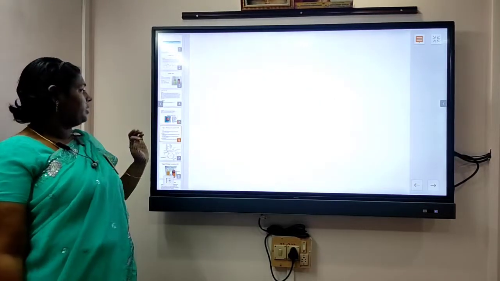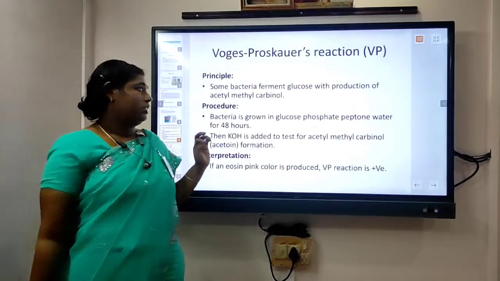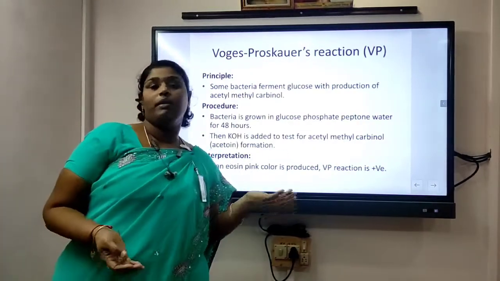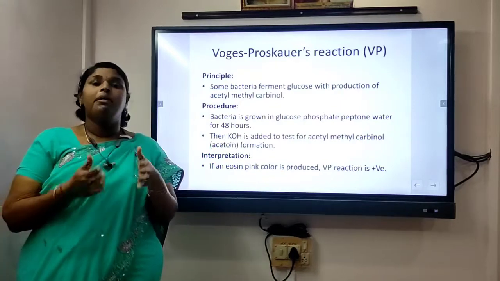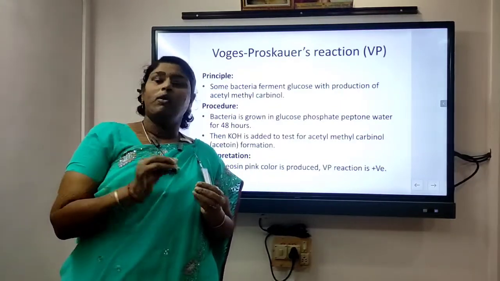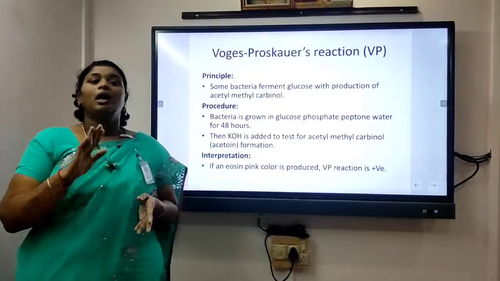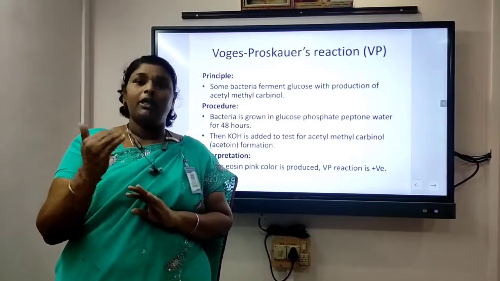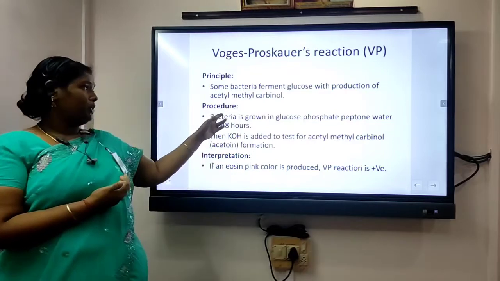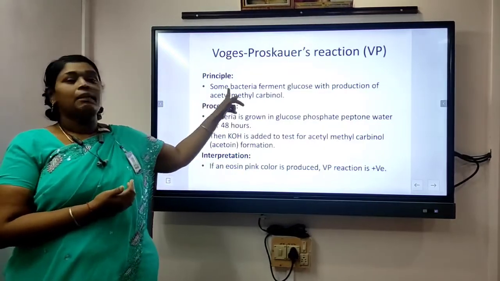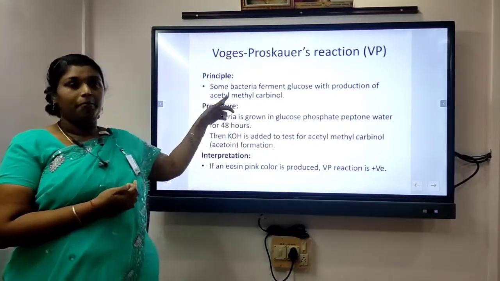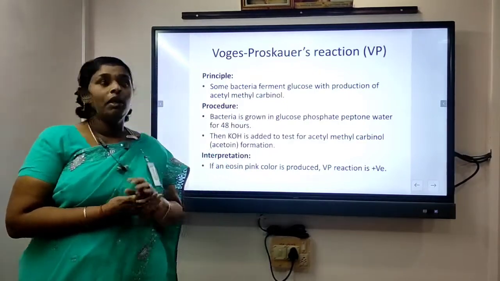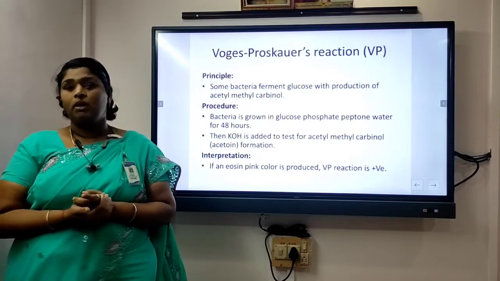So the next test we are going to see is the Voges-Proskauer test. This is the test, same mechanism. In the case of methyl red and then Voges-Proskauer, the same medium has been used, but certain organisms will be undergoing the alternative pathway for their metabolic activity. In that alternative metabolic pathway, they will be producing a compound called acetyl-methylcarbinol. So that acetyl-methylcarbinol can be detected by using this Voges-Proskauer reaction.